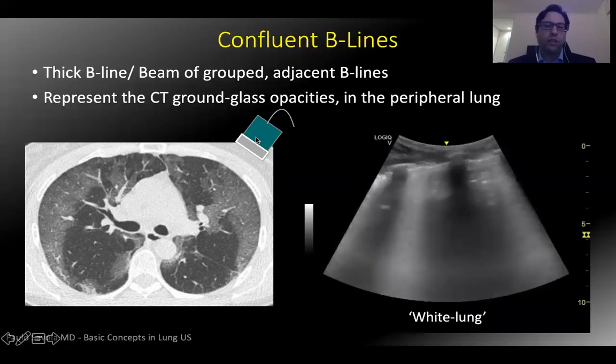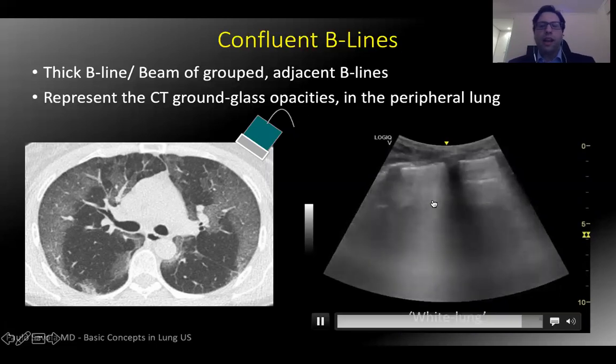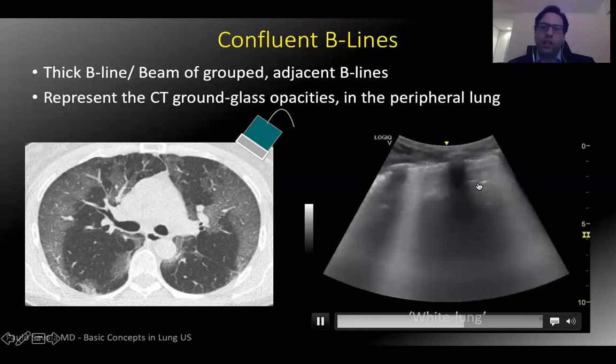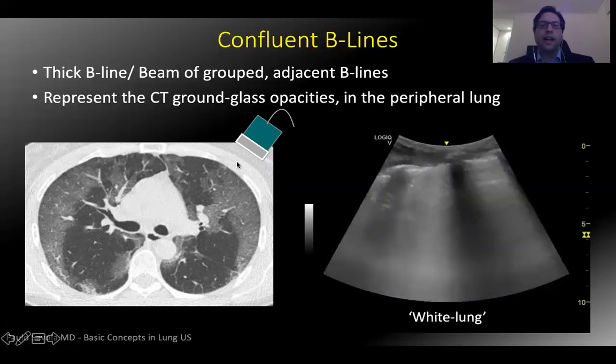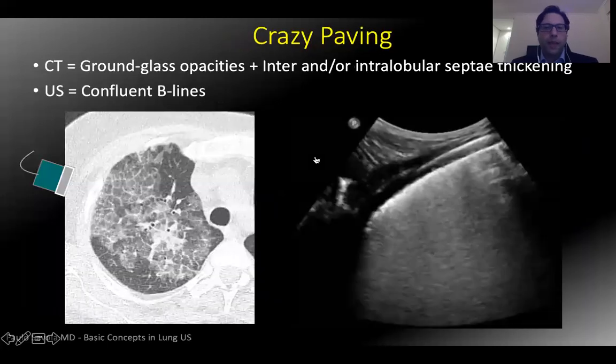If you place your transducer here, you have confluent B lines, very extensive, just a little bit of A lines here, depending on when the patient breathes, you can see a little bit of aeration here, but you see a lot of confluent B lines, which is when you place your transducer just right here, okay?